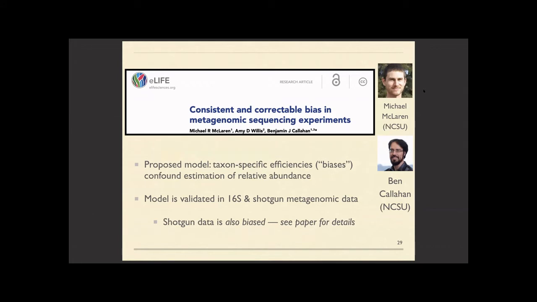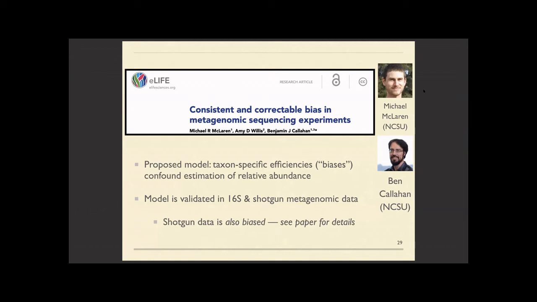Okay, all of this work and some other work supporting this model is discussed and available in this paper published in eLife. Essentially, we validated this model whereby each taxon has some efficiency factor or bias factor that confounds the estimation of relative abundance. While we would like to observe an unbiased estimate of the actual relative abundance of taxa in the community, we're observing some convolution of something we do care about, the underlying biology, and some aspect of our measurement process, the sequencing steps that go in upstream.